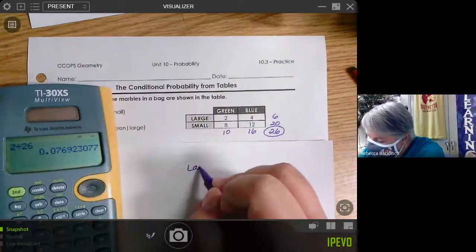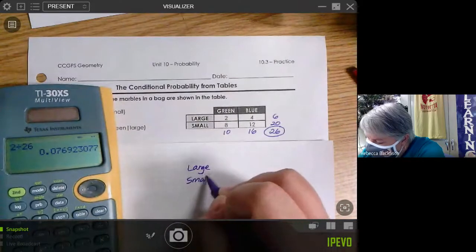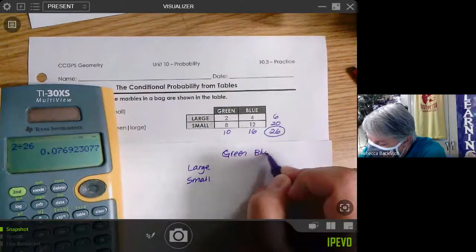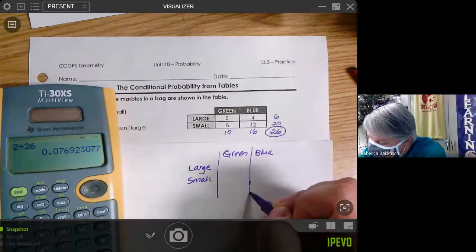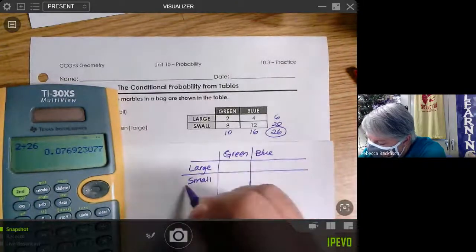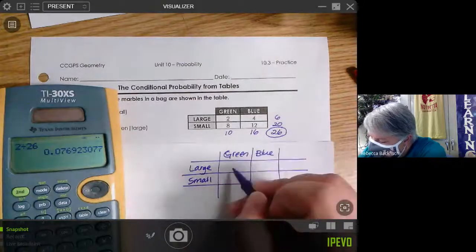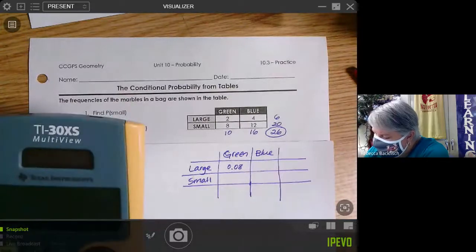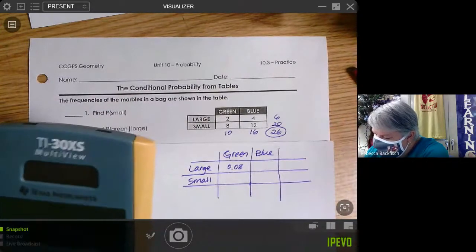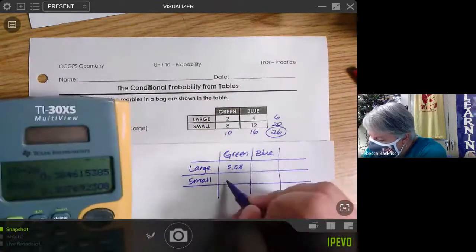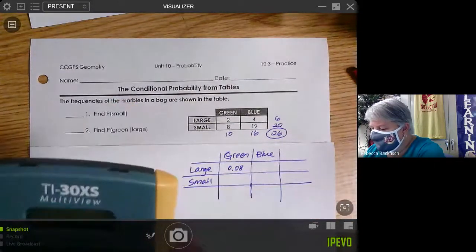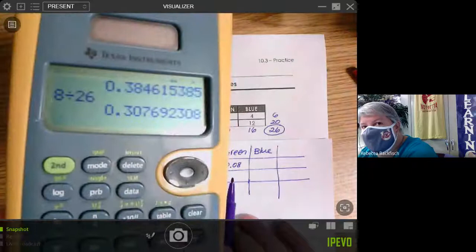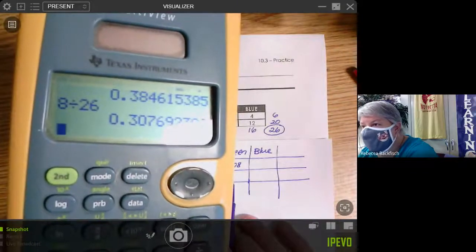Okay, so let me just do this. Green, blue. Okay, so 0.08, 10 out of 26, and 8 out of 26 for the rest of that column. So this is where things get interesting. 8 out of 26 gives me 0.307, which would round to 0.31.